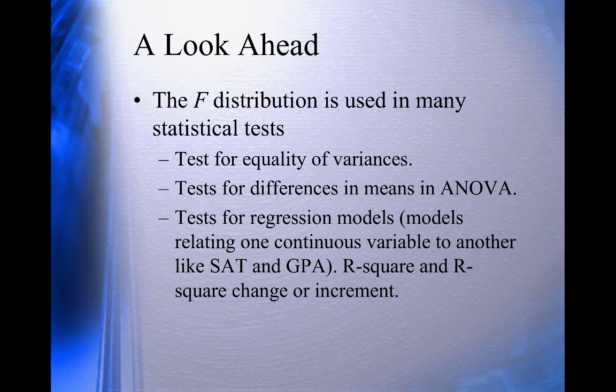We might want to see whether personality attributes improve the model, so lets us predict GPA better above and beyond SAT score. So we add in conscientiousness and curiosity and agreeableness, say, and we want to test whether that R-square increment is significant, and we'll use F for that. So we're going to use F a whole bunch.